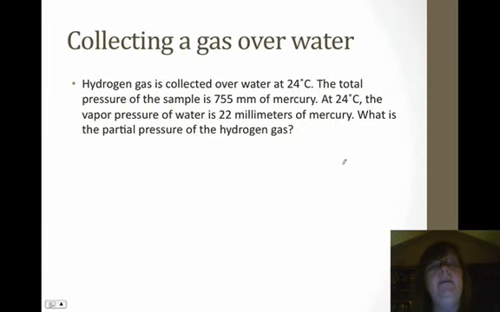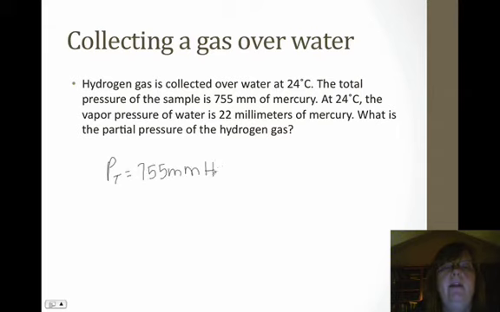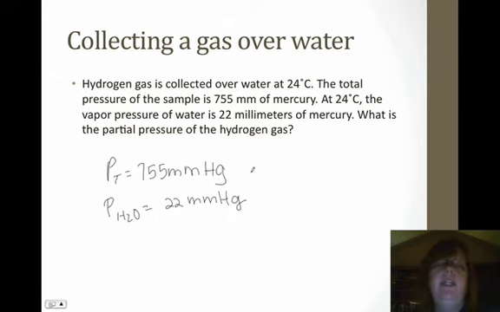So here's an example of a problem like that. Hydrogen gas is collected over water at 24 degrees Celsius. The total pressure is 755 millimeters of mercury. And then it goes on to tell us that the vapor pressure of water, so the pressure of water at that temperature, is 22 millimeters of mercury. What is the partial pressure of the hydrogen gas?